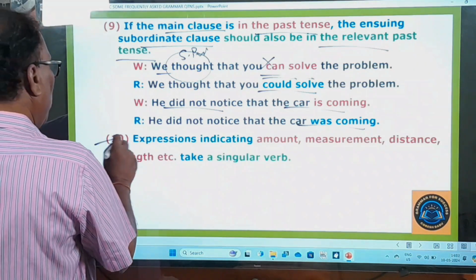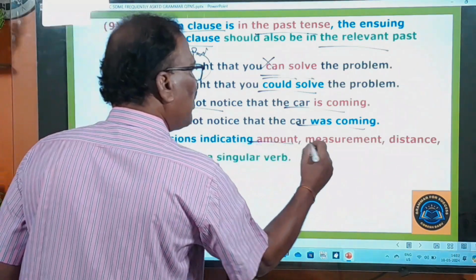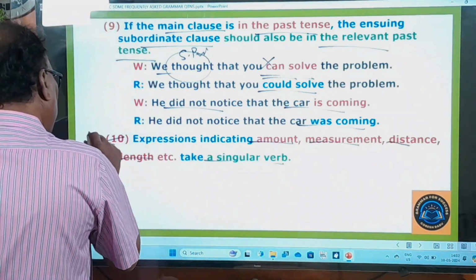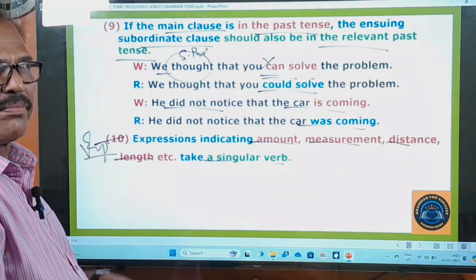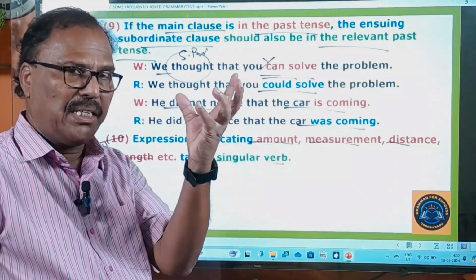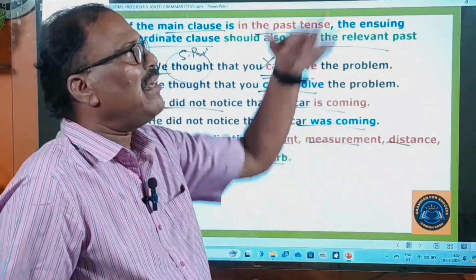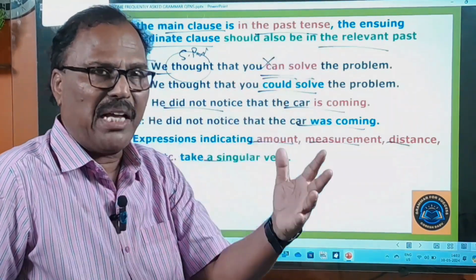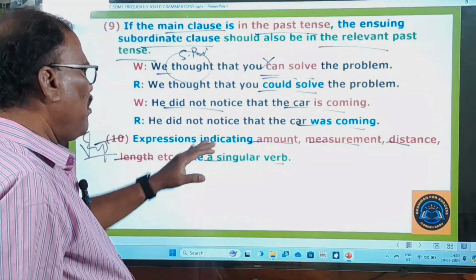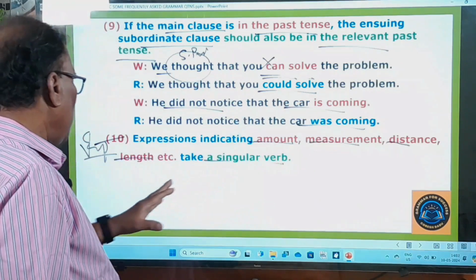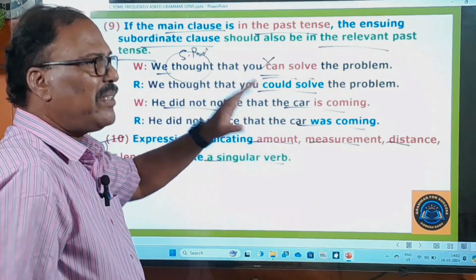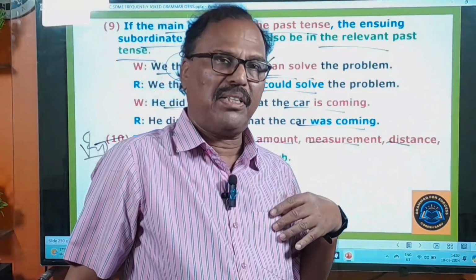One more rule is given here. Expressions indicating amount, measurement, distance, length take a singular verb. Please keep this point in your mind. It's going to be a very, very important one. Expressions indicating amount, measurement, 10 feet, 20 feet, 20 miles, 30 miles, the measurement, distance, of course, or length. So these are all measurement indicating expressions, distance indicating expressions, length indicating expressions. All these expressions take only a singular verb after them.